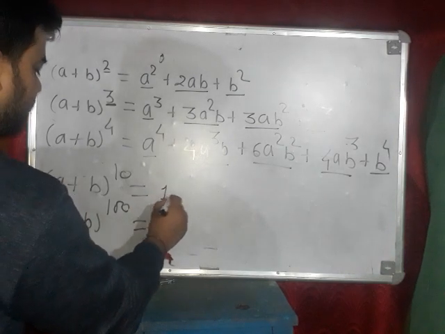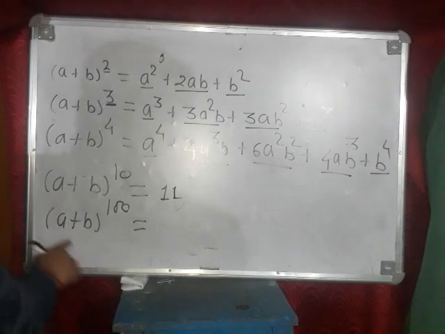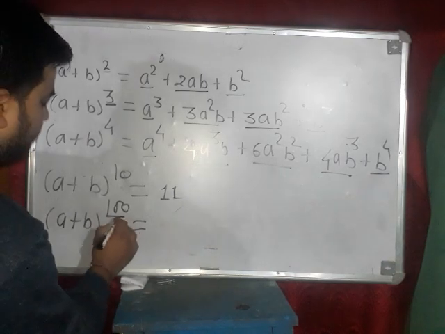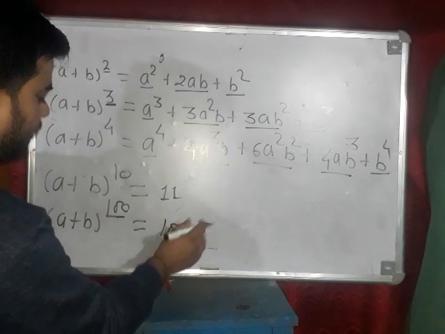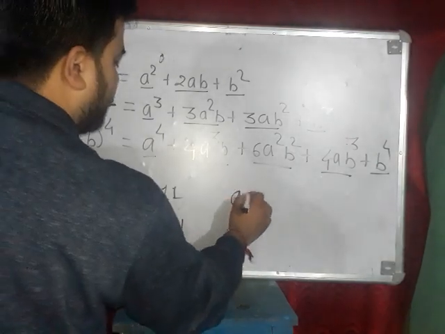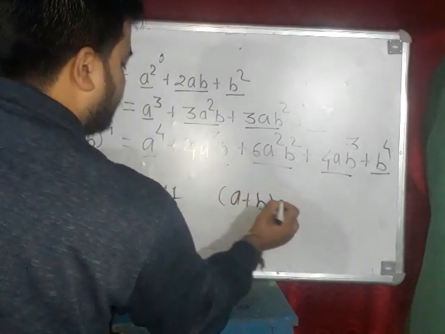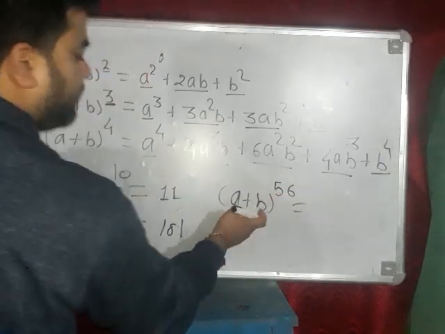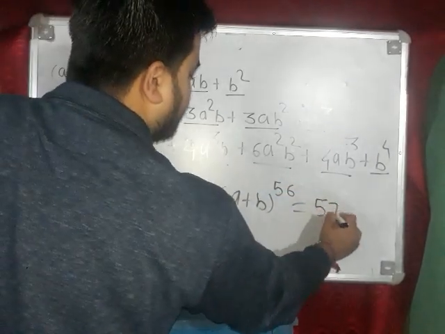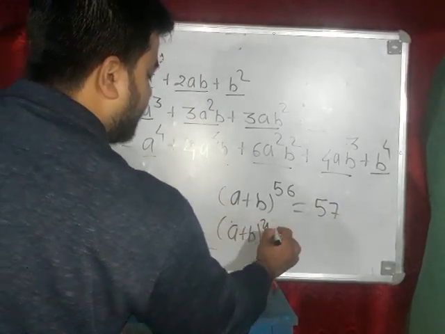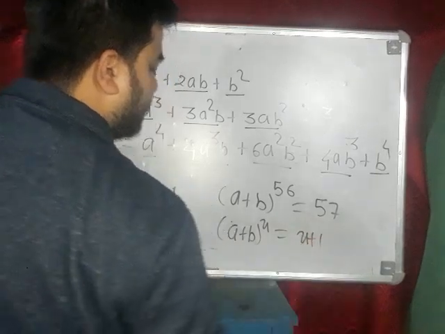Then there come 11 terms. In the expansion of (a + b) to the power 100, there come 101 terms. Similarly, if (a + b) to the power 56, in the expansion there come 57 terms. Similarly, (a + b) to the power x has x + 1 terms.